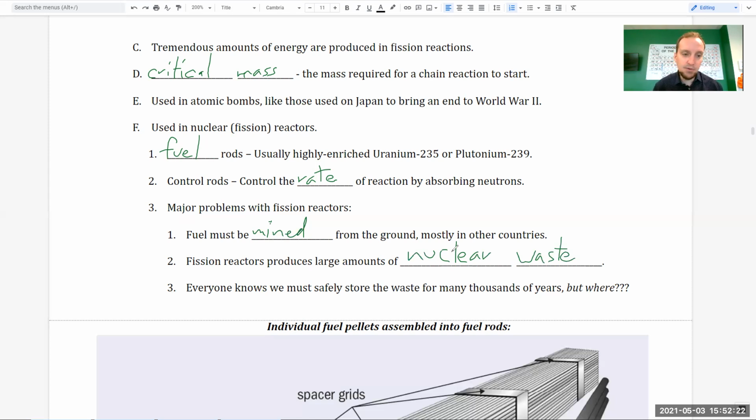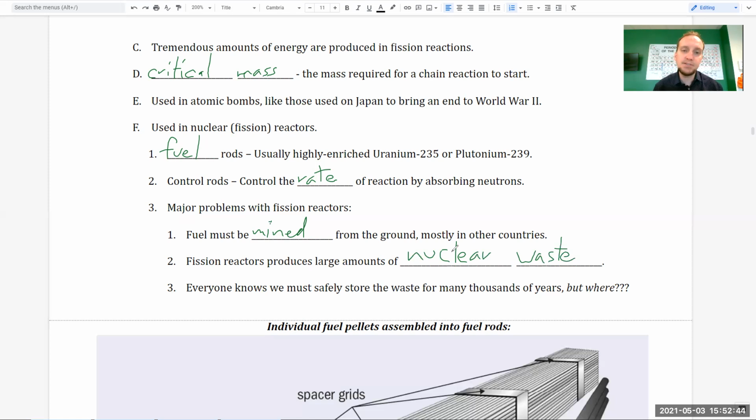So like it says in number 3, everybody knows that we need to store it safely and keep it safe. And so we build mines underneath mountains and salt caverns. We do all sorts of very interesting things. There's talk of shooting it off into space. I mean, there's all sorts of ideas of what we could do. But nevertheless, it's always going to be radioactive for thousands and thousands of years.